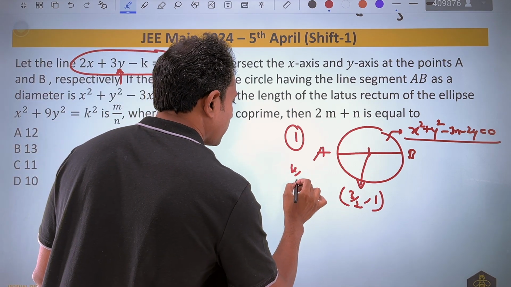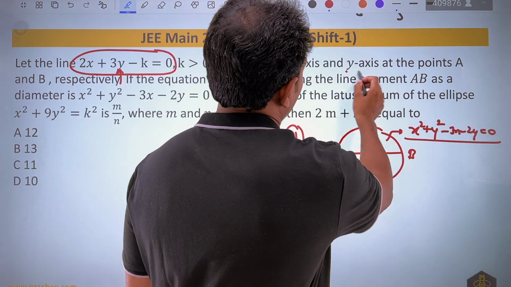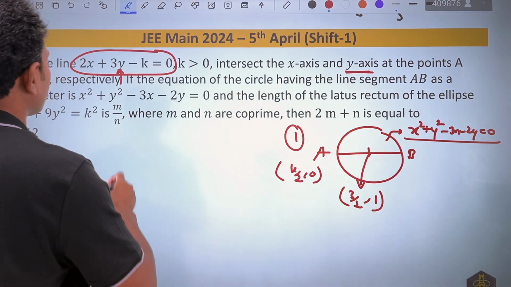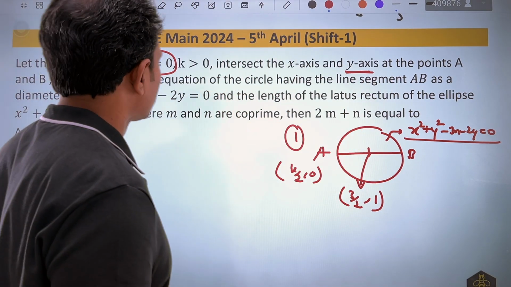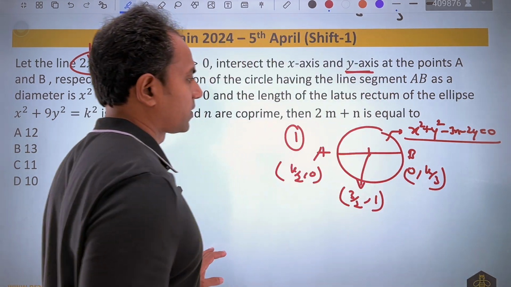So this will become k by 2 comma 0. And if I want to get the y coordinate, if I point the point B, it is the intersection with, so I will put x equal to 0. That will become k by 3. So we have figured out the points A and B, which are extremities of the diameter.